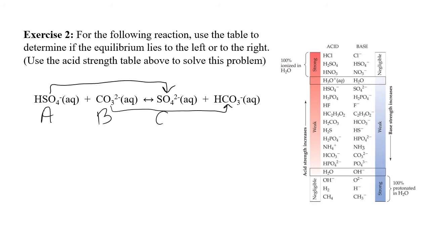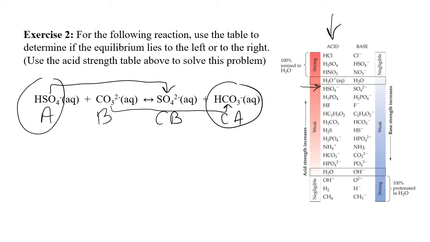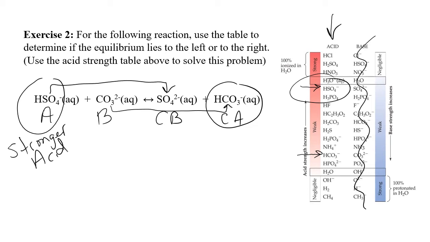Every acid has its conjugate base, and every base has its conjugate acid on the other side. Just like the last example, we're going to focus on the acids only. Let's find them on the chart. HSO4-, look only at the acid column. Ignore this conjugate base business for this analysis. Now let's find HCO3- right there. Clearly HSO4- is stronger. HCO3- is weaker.